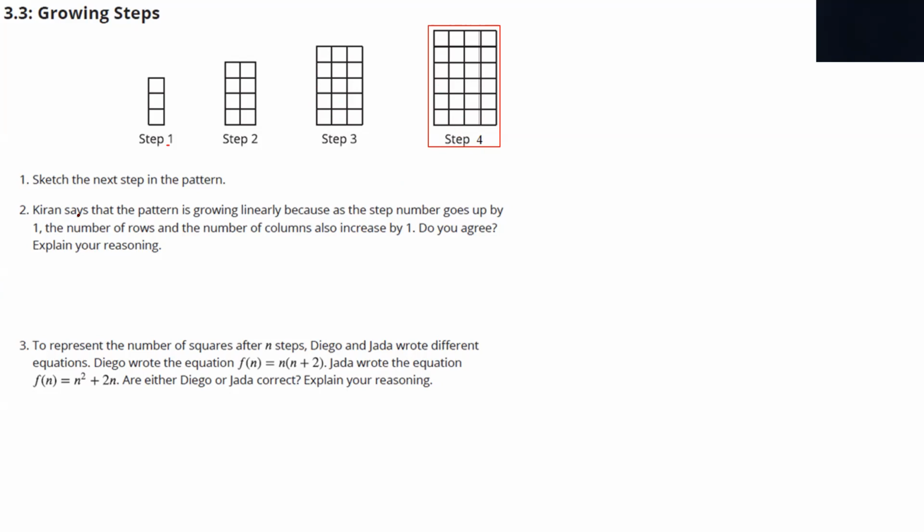Question number 2. Karen says that the pattern is growing linearly because, so I'm going to highlight linearly because we have learned that a pattern that is growing linearly represents a certain situation. So continue. Karen says that the pattern is growing linearly because as the step number goes up by 1, the number of rows and the number of columns also increase by 1. Do you agree? Explain your reason. You have time to answer this question now.